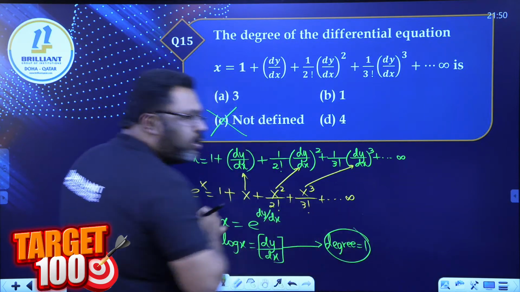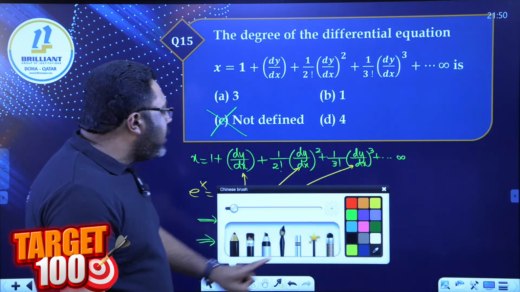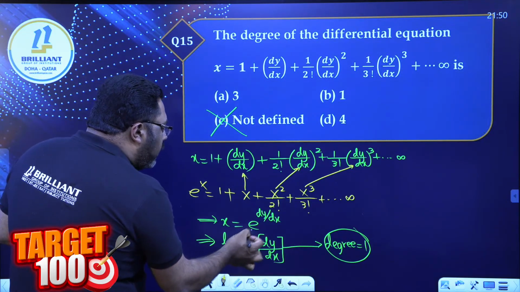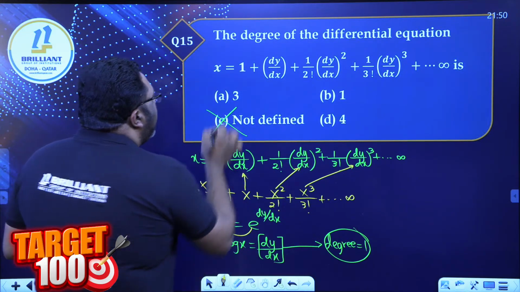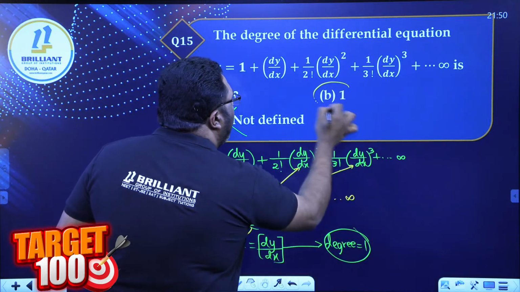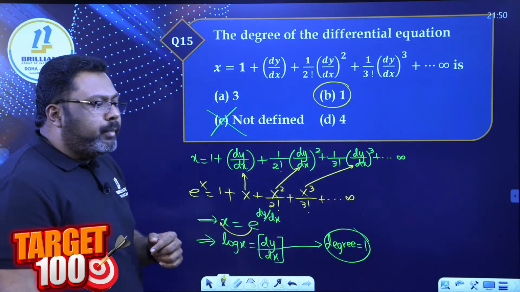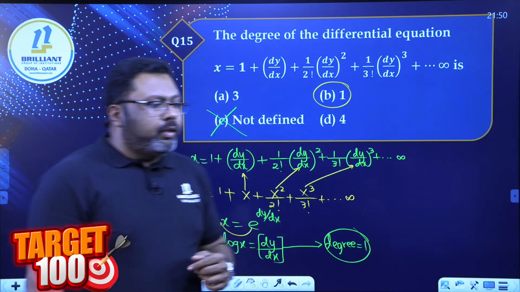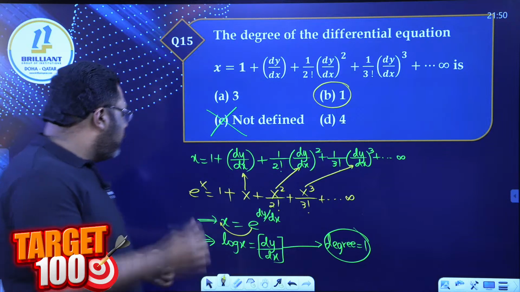Again, learn from your mistakes. Learning from the mistake is the best way to not forget these questions. So take this e to the left side and make it log x, and my answer is degree 1, option B. Yes, right answer. Get it, all of you? Very good.